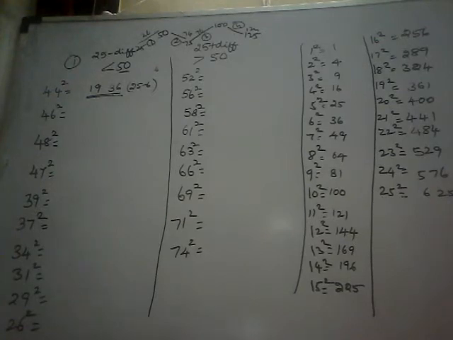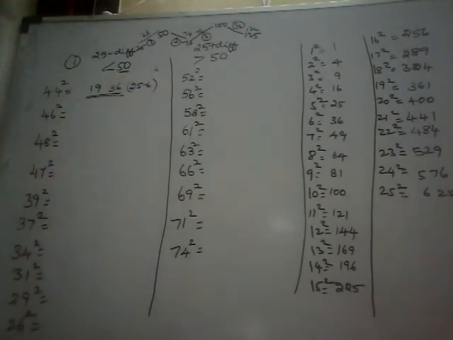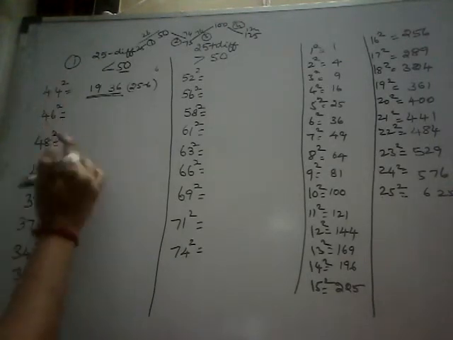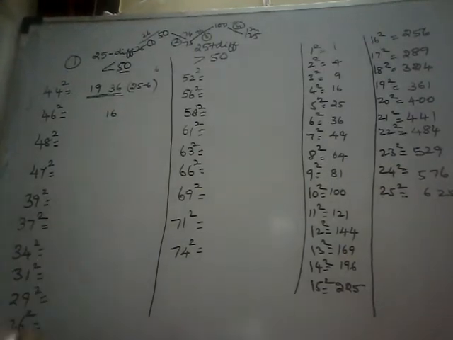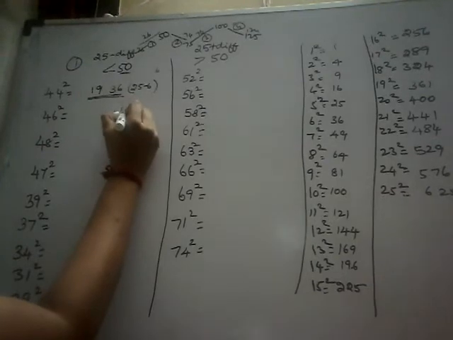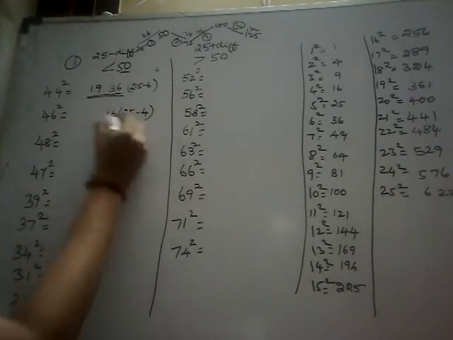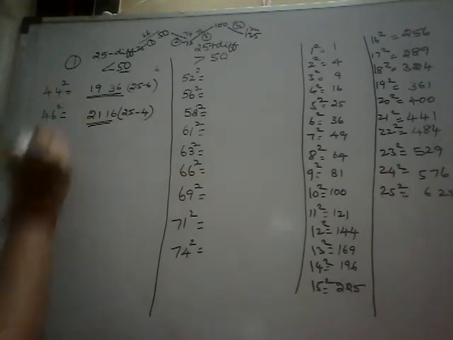Can you do it for the remaining? Same like that, 46 square. First check how much difference it is from 50. 46 is 4 lesser, so 4 is the difference. You square that 4 and write it in the two-digit column: 4 square is 16. Subtract the difference: 25 minus 4 gives 21. So 2116 is the answer for 46 square.